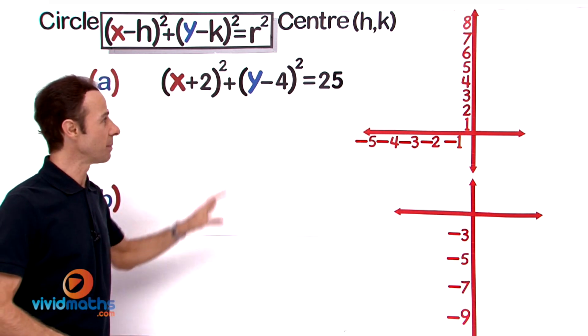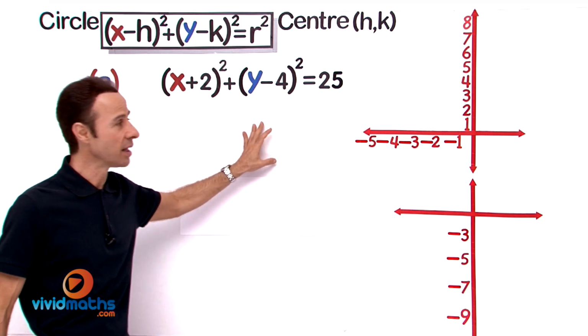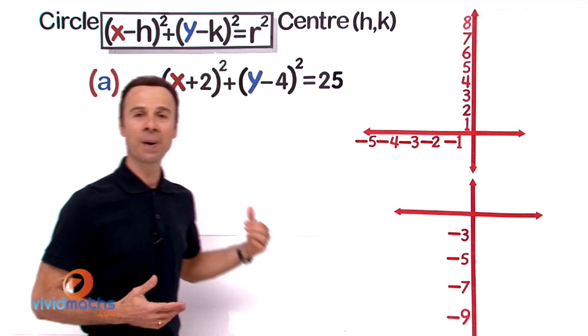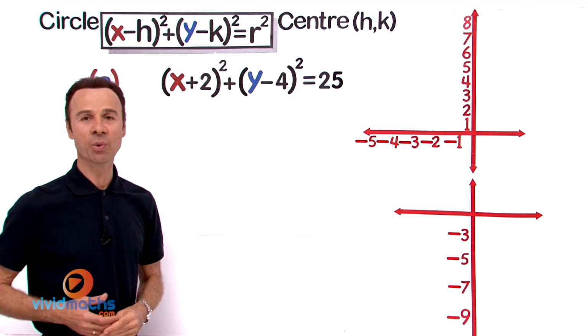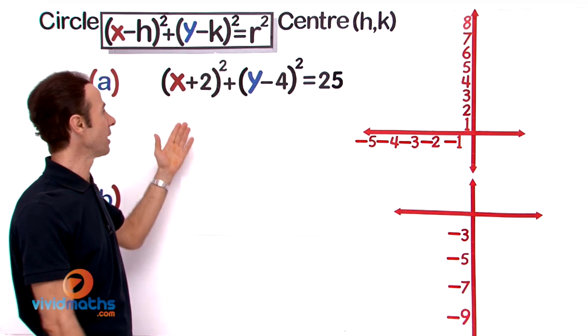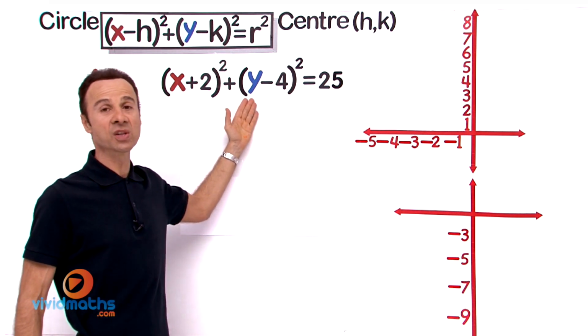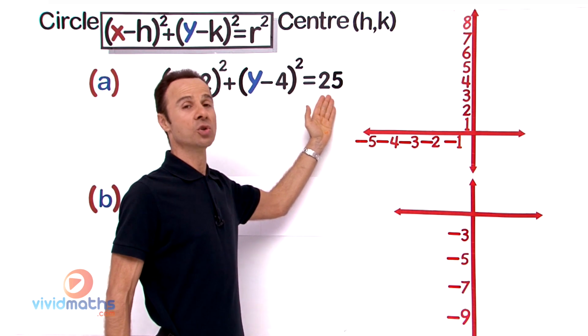So let's have a look at our first equation. What we're going to do is come up with the center and the radius, and then do a quick plot up here so we can visually represent it. And then we're going to do part B with another equation and see what we come up with. So let's have a look at part A here. It's x plus 2 all squared plus y minus 4 all squared equals 25.